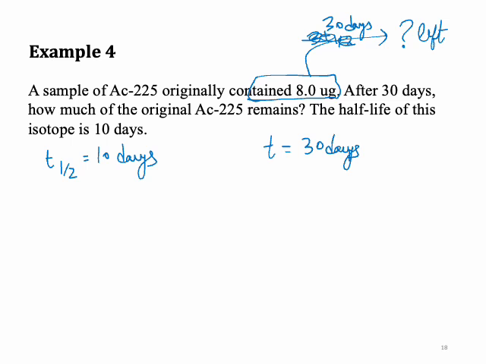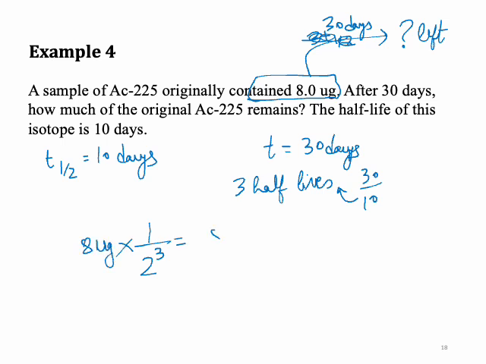Okay. How will we find how many half-lives have passed? During this time, 30 days means 3 half-lives have passed, right? 30 by 10 gives you 3 half-lives. So how much sample is left? 1/2 to the power 3 times the original amount, 8 micrograms, which is going to be 8.0 micrograms times 1/2 cubed. 2 times 2 times 2 is 8, which gives you 1.0 micrograms. So this is how much sample is left.